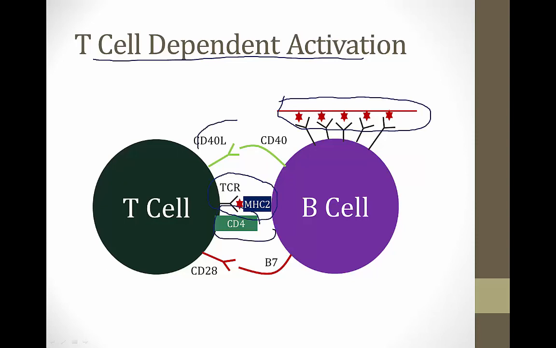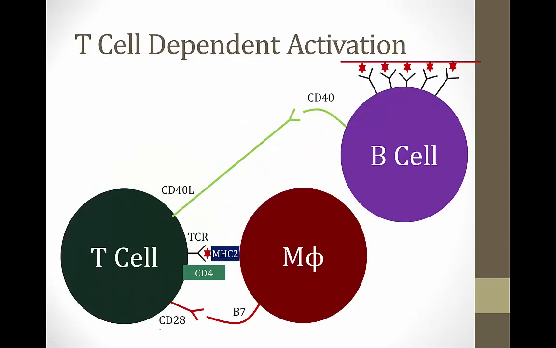Next, CD4 ligand must bind to CD40, and this is very important for class switching of the B cell antibody production. And then finally, B7 must bind to CD28, and this interaction is important so that the T cell can begin to secrete cytokines.